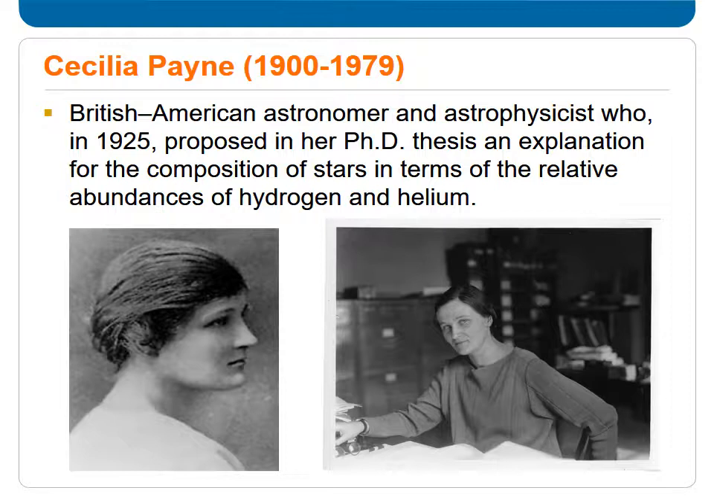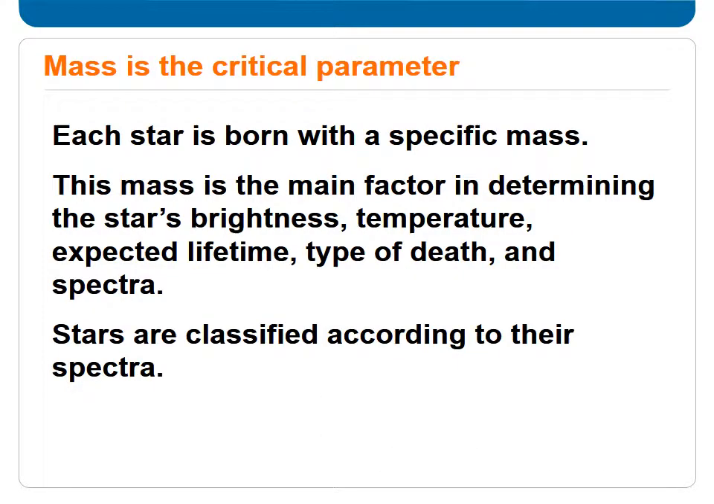One of the Harvard researchers includes Cecilia Payne, a British-American astronomer and astrophysicist who, in 1925, proposed in her PhD thesis an explanation for the composition of stars in terms of the relative abundances of hydrogen and helium. Each star is born with a specific mass. This mass is the main factor in determining the star's brightness, temperature, expected lifetime, type of death, and spectra. Stars are classified according to their spectra.